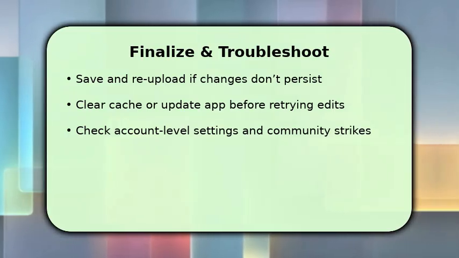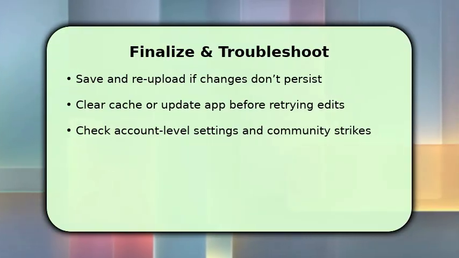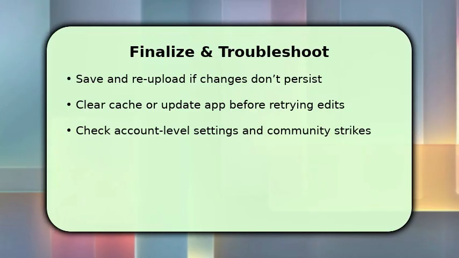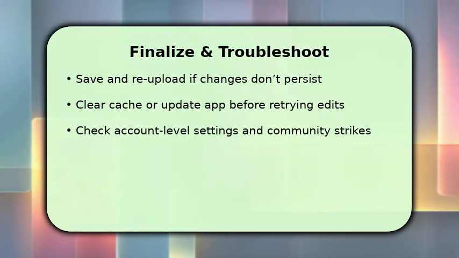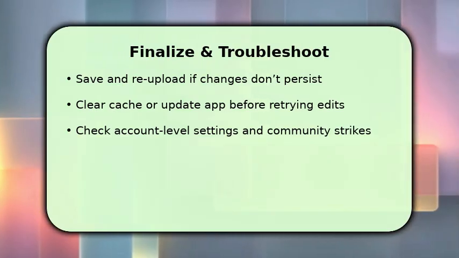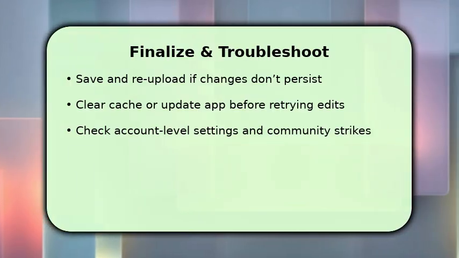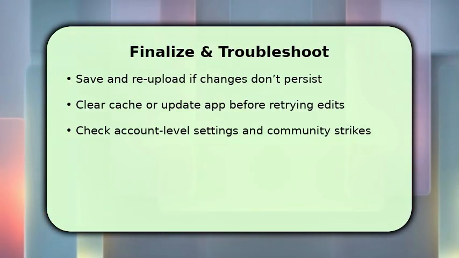Make sure to clear app cache or update YouTube before retrying edits, because stale data can show old audio. If problems persist, check account-level restrictions or community strikes that limit editing. And finally, re-upload as a new short with the correct audio permanently embedded to avoid track reassignment.